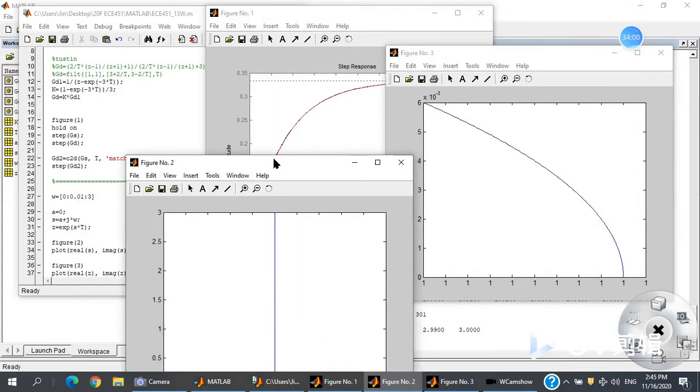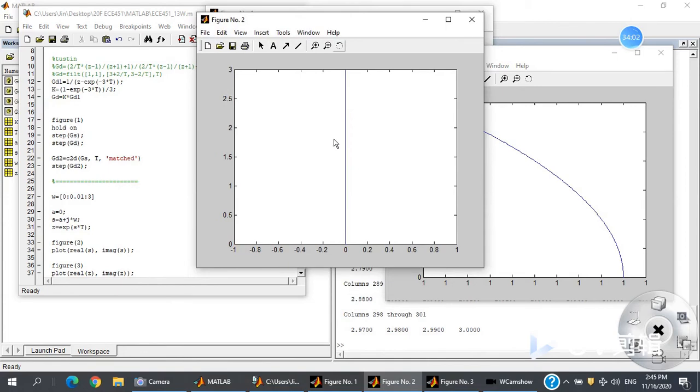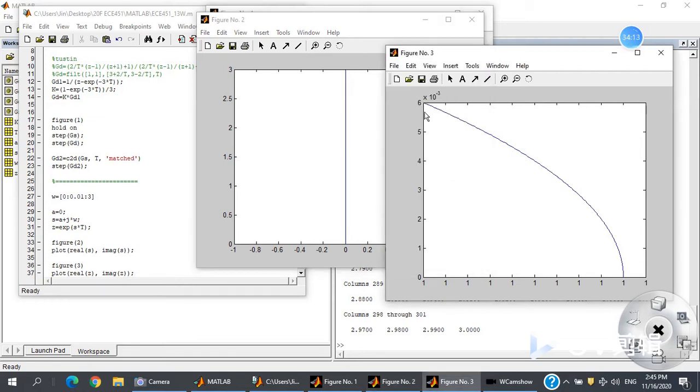The first one is a step response. Then the second one, okay, this one is good. This is just 0, right? This is the line with the imaginary axis. And this one, go to e to the negative 30. I got something wrong.